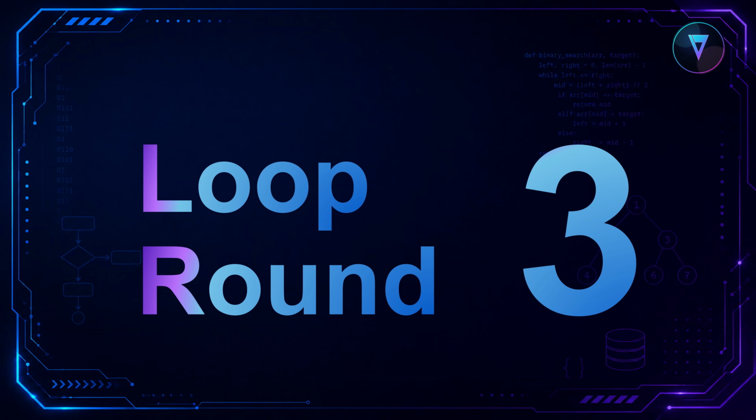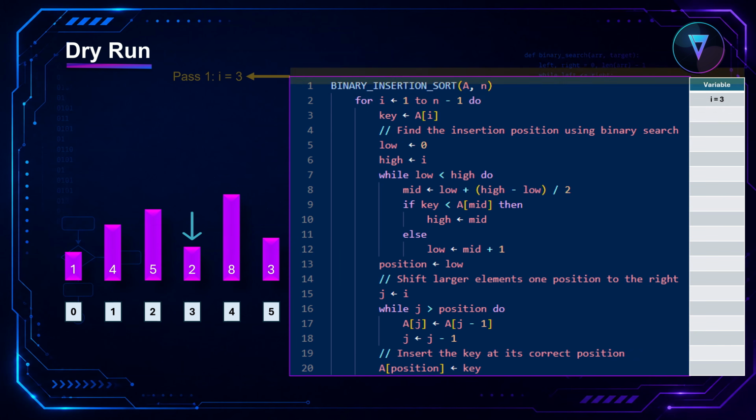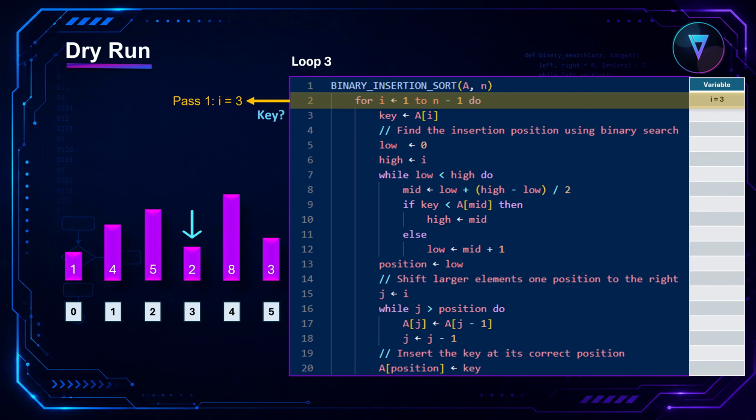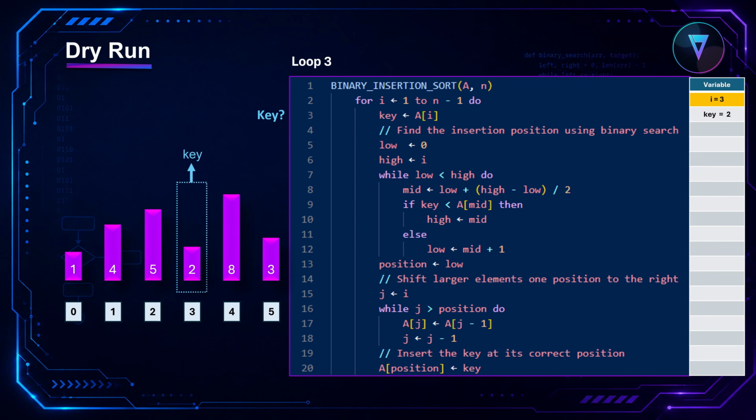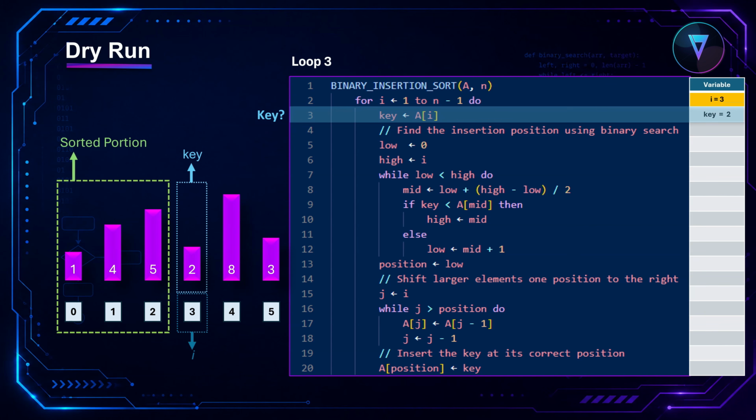Let's continue with pass 3. The loop index i is 3. What is the key? The value at index 3 is 2. Therefore, the key is 2. The sorted portion is 1, 4, 5.